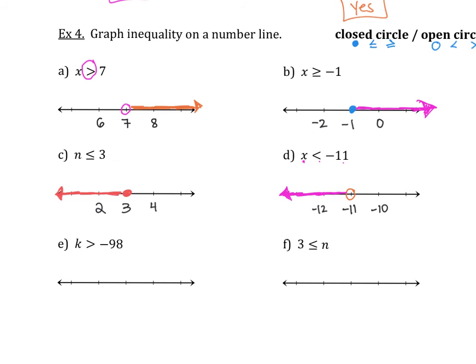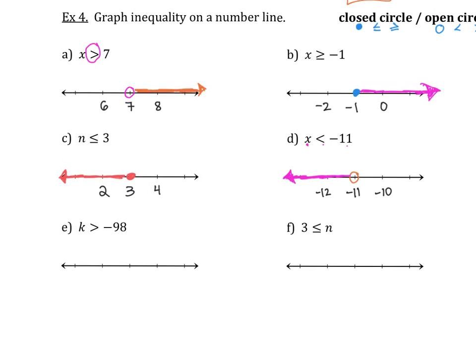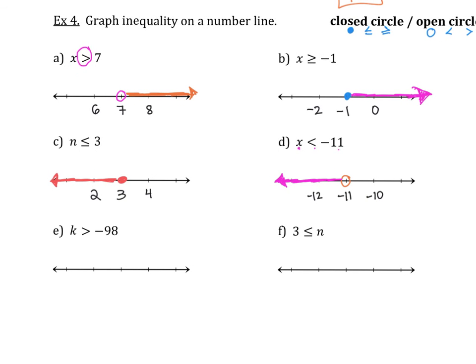Okay, let's do two more. Okay, E says k is greater than negative 98. And this one is mostly because I want to make sure you can label your number line. So negative 98, I'm just putting it anywhere I want. Now to the right of negative 98 is actually a little less negative. So it's negative 97. If I go lower than negative 98, I go to negative 99. It becomes more negative.